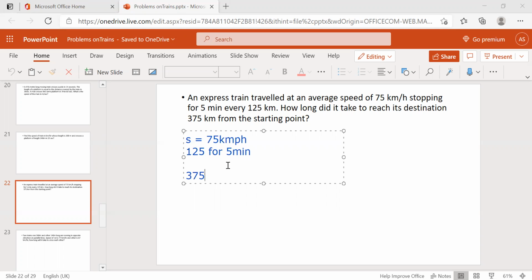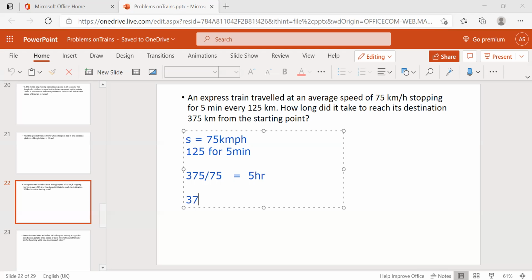First, how many hours would the express train take without stopping? We'll find that first. 375 is the distance, divided by 75, the speed. Distance by speed gives the time. 375 by 75 is 5. So in 5 hours it will reach the destination without any stopping. But they are saying that every 125 kilometers, it will stop for 5 minutes.